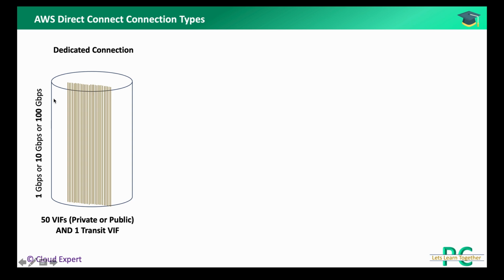Once you create a dedicated connection, you will have 50 VIPs. It could be either private or public, and one transit VIP. This point is to be remembered: once you have a dedicated connection, you can create a maximum of 50 VIPs, either private VIPs or public VIPs, and one transit VIP. That means you will have a total of 51 virtual interfaces in a dedicated connection.